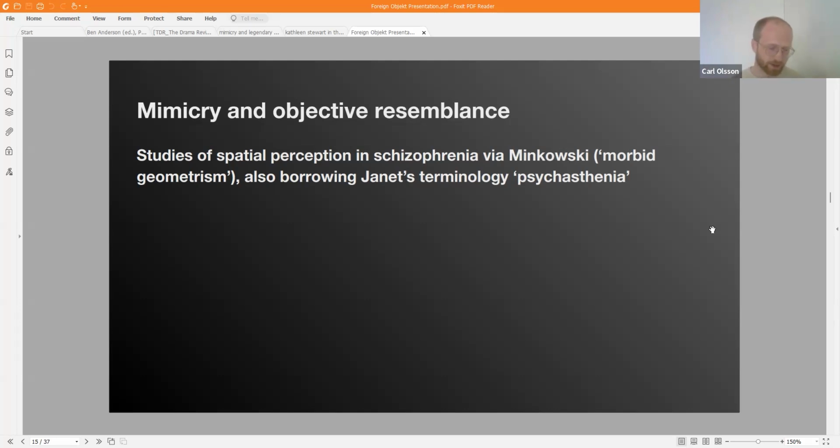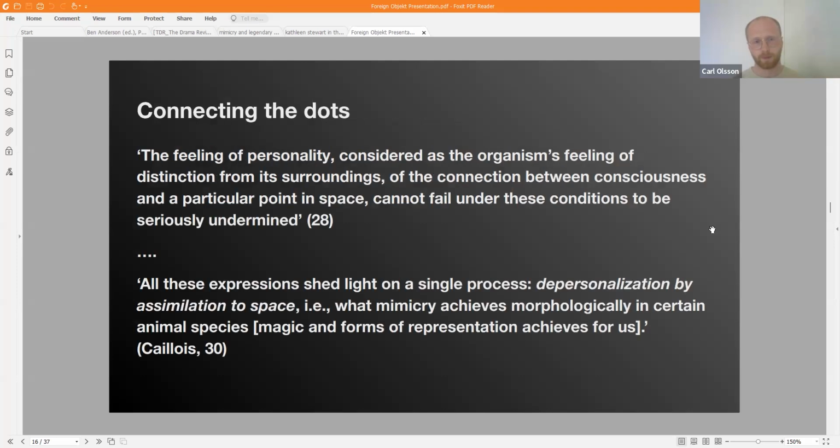So here he has already taken the move, essentially, to integrate representations and ourselves in space into the same relationship, literally the same thing as will happen to a mimetic insect or another animal, and to beliefs or practices of imitation in magic. So connecting the dots, here are a couple of quotes as he turns towards taking us to this idea of losing oneself in space.